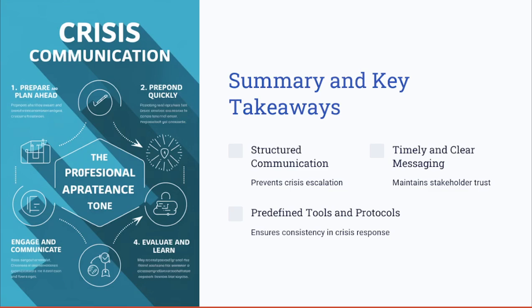To summarize our session: having structured crisis communication prevents escalation, and it ensures timely, clear, and honest messaging to maintain stakeholder trust. Effective crisis communication, as I said, is crucial in ensuring the project remains on track despite unexpected challenges. By following predefined communication protocols, leveraging technology, and ensuring transparency, project managers can minimize the crisis impact and maintain stakeholder confidence.